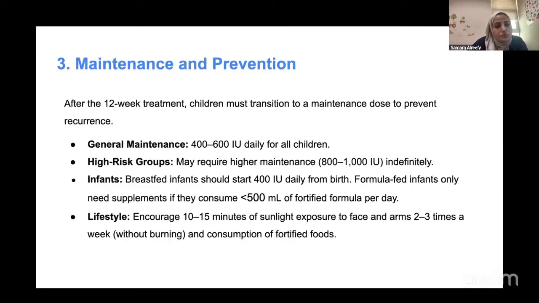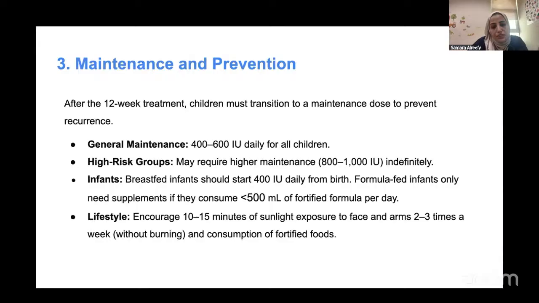Then we start maintenance after the 12-week treatment. We transition to a maintenance dose to prevent recurrence. General maintenance is, as we said, 400 to 600 international units daily for all children, and higher-risk groups require a higher maintenance dose of 800 to 1,000 international units.